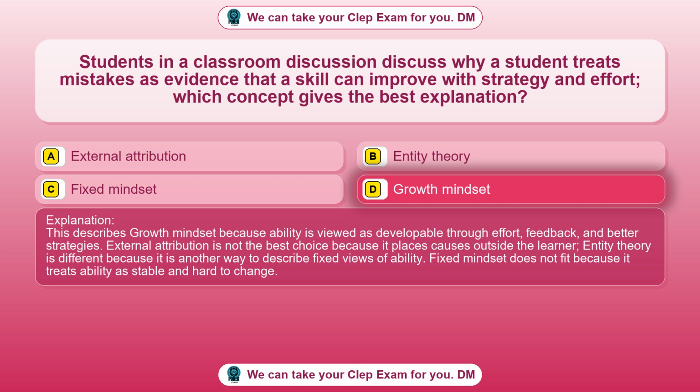This describes growth mindset because ability is viewed as developable through effort, feedback, and better strategies. External attribution is not the best choice because it places causes outside the learner. Entity theory is different because it is another way to describe fixed views of ability. Fixed mindset does not fit because it treats ability as stable and hard to change.